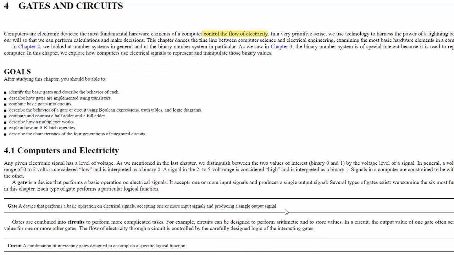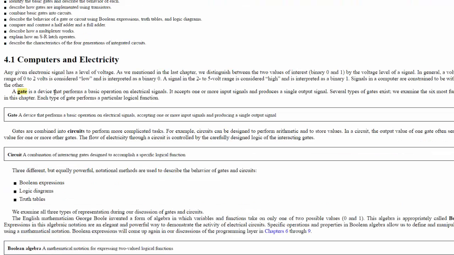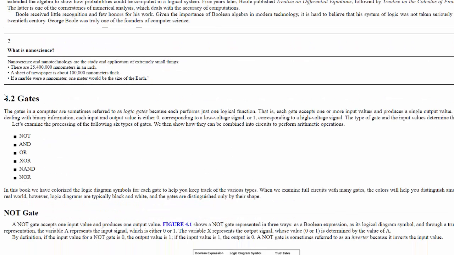Moving on to page 94, let's get a few definitions out of the way. First, what is a gate? A gate is a device that performs the basic operations of electrical signals. You will see in section 4.2 on page 96 that this chapter is looking at 6 different types of gates. Programmers are primarily concerned with the NOT, AND, and OR gates. I use these operations all the time when I'm programming. Exclusive OR, NAND, and NOR gates are used more on the technology side in making the circuitry.